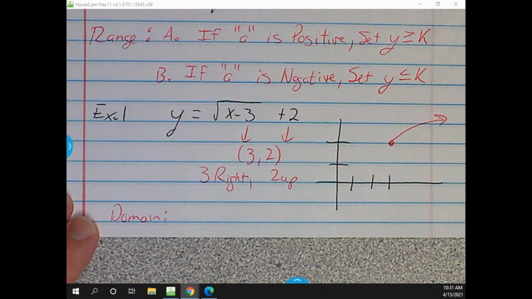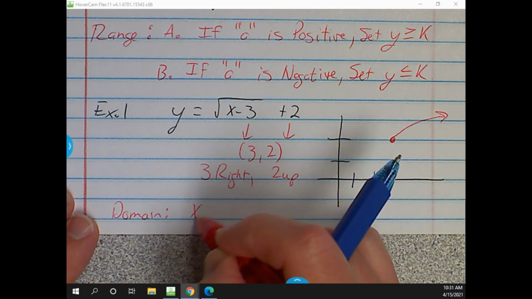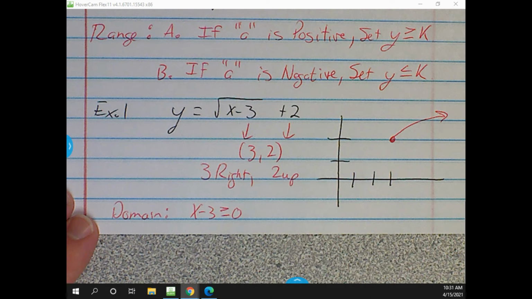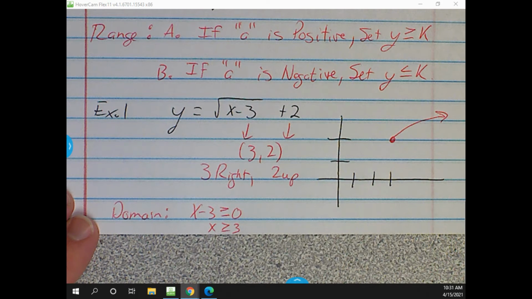All right, and we'll talk about domain and range here just in case, because it's 50-50. Sometimes they will ask about it, sometimes they won't. Sometimes they'll just let you graph it and be done. For domain, you take whatever's on the inside greater than or equal to 0. In that case, you would add 3 to both sides, so x is greater than or equal to 3.